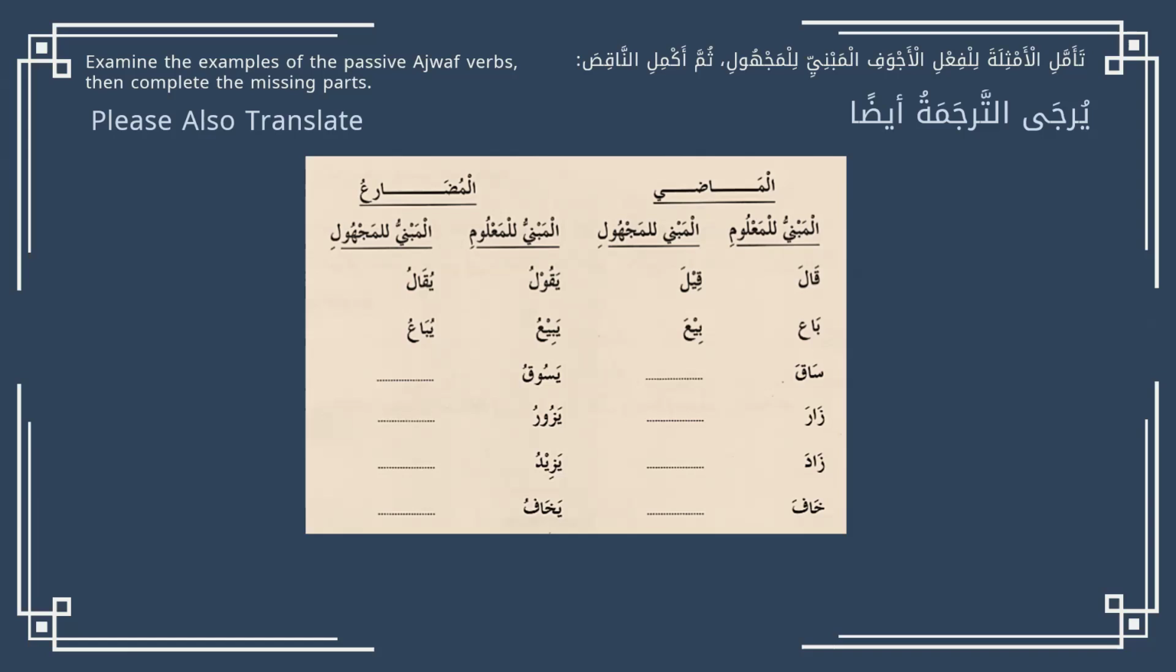So start with Kala. Nope, you have to say Saka. So Saka, drive, becomes Sika. What does Sika mean? Sika means driven, or it is driven. Yes, very good. It is driven. Okay. Zara, visited, becomes Zira, was visited. Very good.